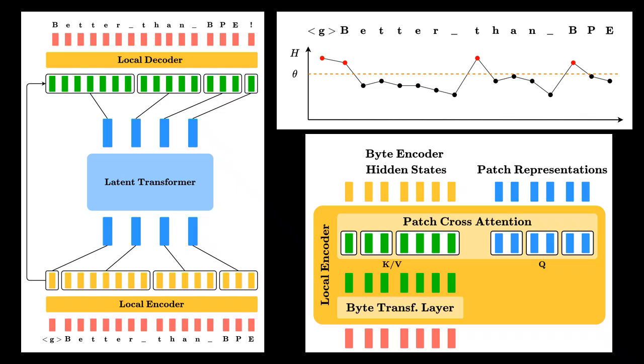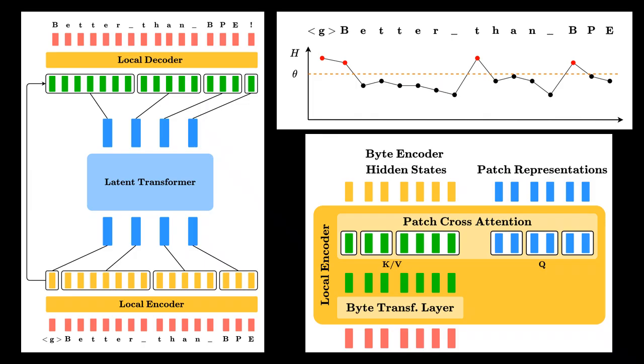So what if compute followed entropy, or the uncertainty, instead of tokens? That's the idea behind Byte Latent Transformer, or BLT. Instead of fixed tokens, BLT works directly on bytes and dynamically groups them into patches. A patch is a variable length span of bytes.